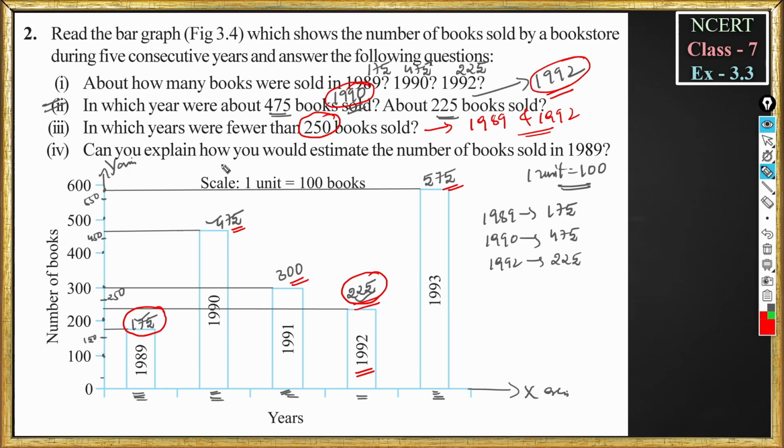Question number 4. Can you explain how you would estimate the number of books sold in 1989? See, in 1989, the bar is more than half of 100 to 200 but less than 200. That means half of 100 and 200 is 150. So it is more than 150 but less than 200. So thus it would be 175 approximately. That way we could estimate the number of books sold in 1989.